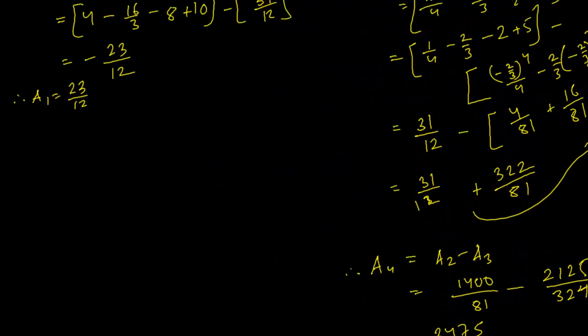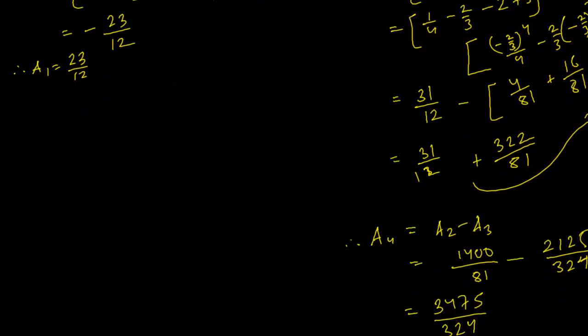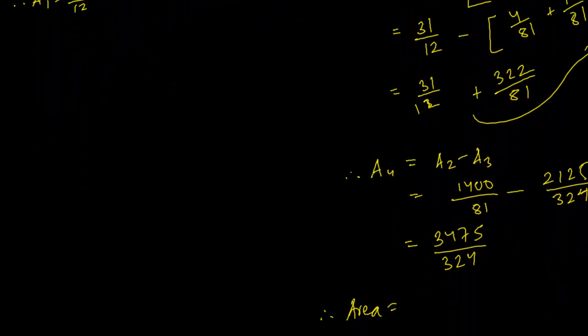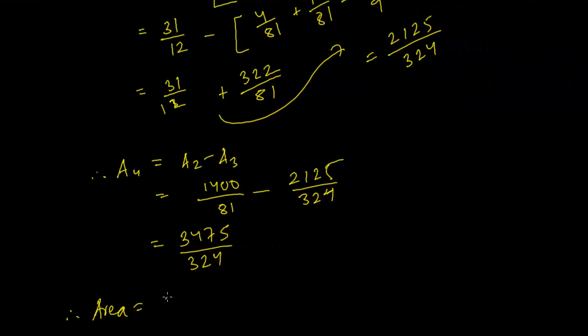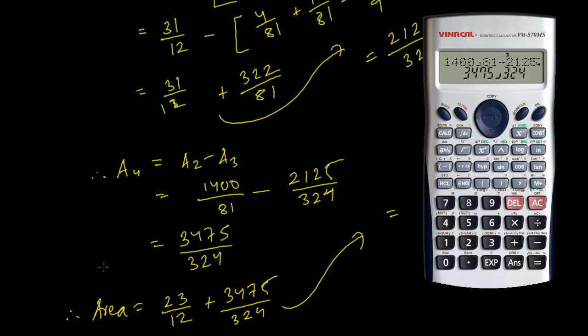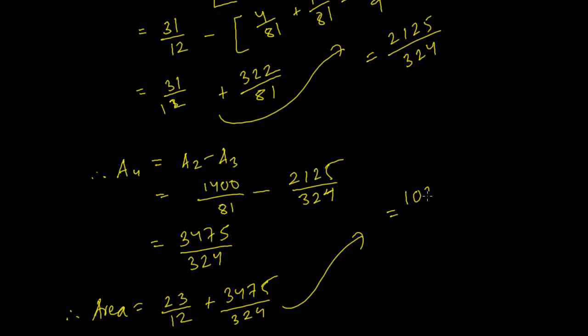which we found was 23 by 12. That is the area below. So 23 by 12, this should be 23 by 12 plus 3475 by 324. So this calculation turns out to be plus 23 by 12. And it is 1024 divided by 81. So 1024 divided by 81.